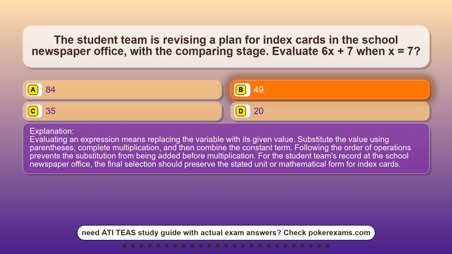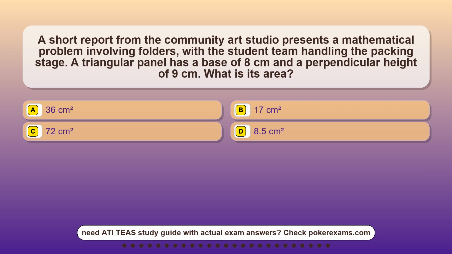For the student team's record at the school newspaper office, the final selection should preserve the stated unit or mathematical form for index cards. Question 23. A short report from the Community Art Studio presents a mathematical problem involving folders, with the student team handling the packing stage. A triangular panel has a base of 8 centimeters and a perpendicular height of 9 centimeters.